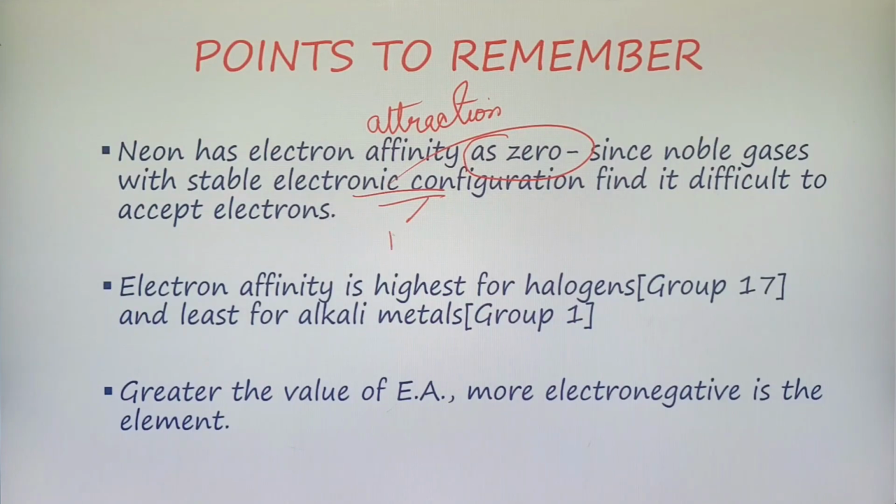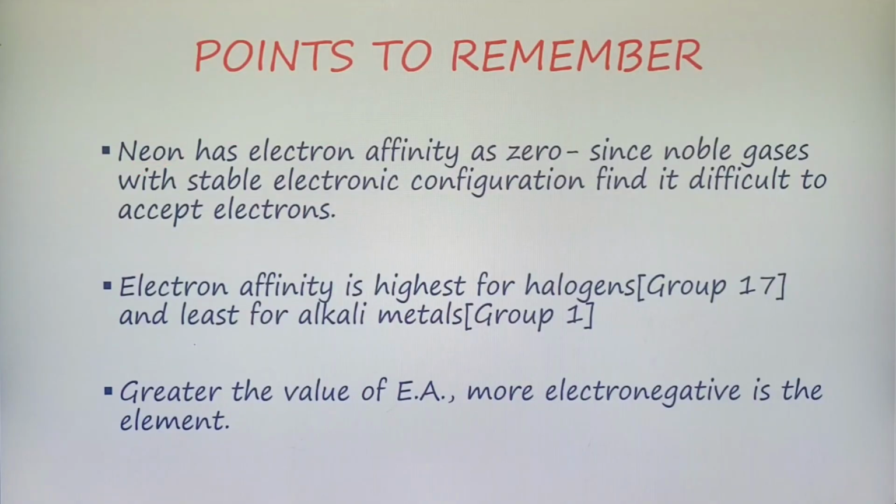What do I mean by the word stable? They have completed either their duplet or their octet. They are highly stable, so they need not attract any electron. They need not accept any electrons. So please remember, a very, very commonly asked question: which element will have an electron affinity of 0?